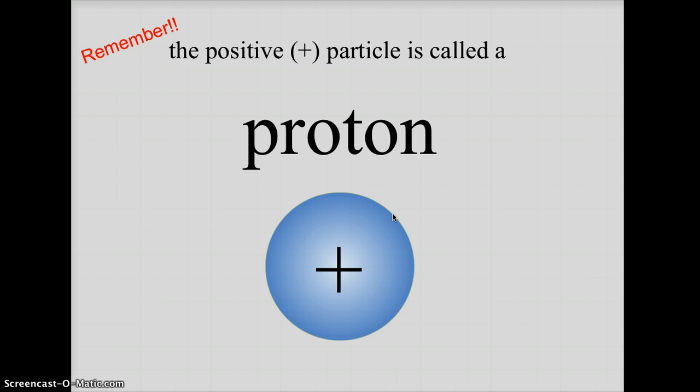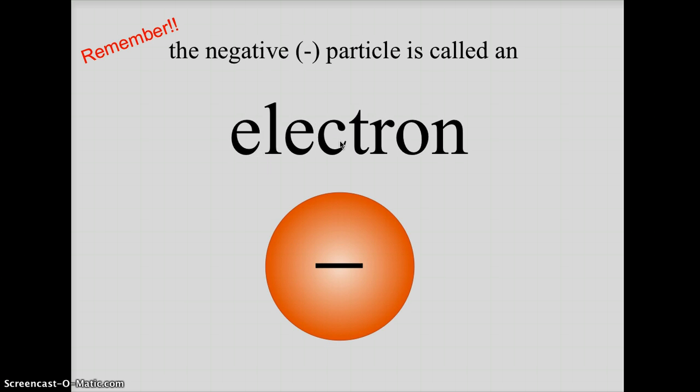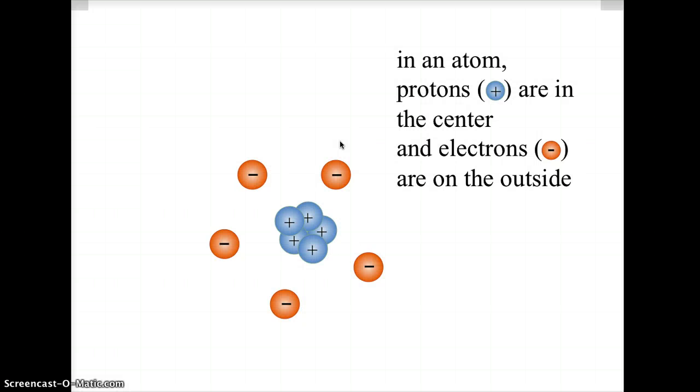Just a reminder, which we've said before, but the positive particle in an atom is called a proton, represented by a little positive sign. And remember, the negative particle is called an electron, represented by a negative sign or a minus sign. Okay, in an atom, protons are at the center in what we call the nucleus right here. Electrons are on the outside in an electron cloud or electron shell. So we had green dots in here on the previous example and red dots on the outside.